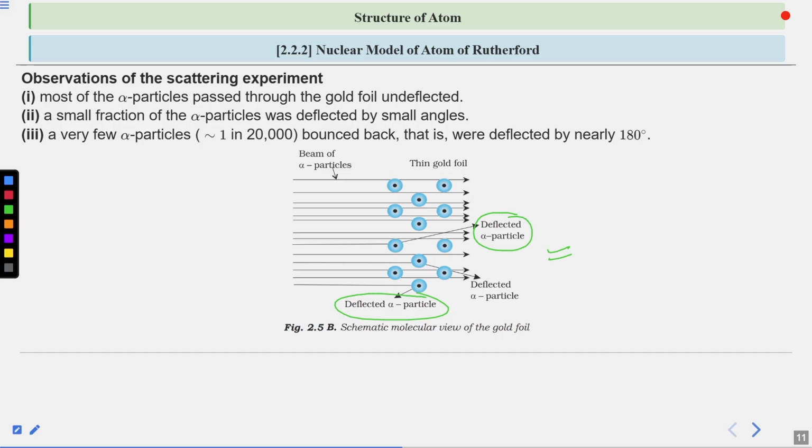Now, these are the 3 results we got. And these 3 results do not go hand in hand with the Thomson model. Because the Thomson model says that your whole atom is having a uniform distribution of positive charge. If it is having a uniform distribution, then all rays should have behaved similarly. Now, on the basis of these 3 results, he gave his new model of the atom, the nuclear model of Rutherford. What was that model? We will see it.